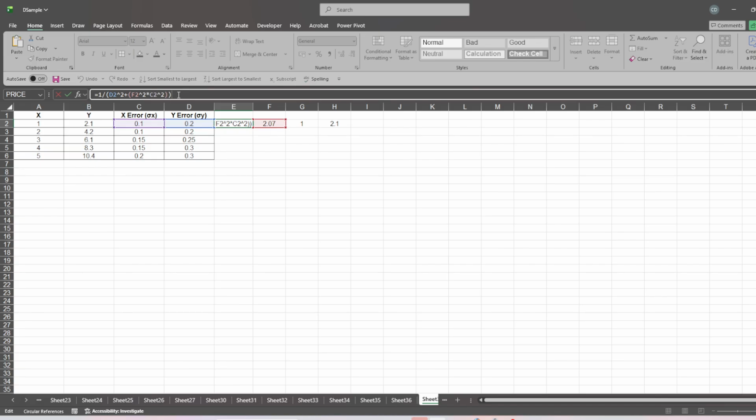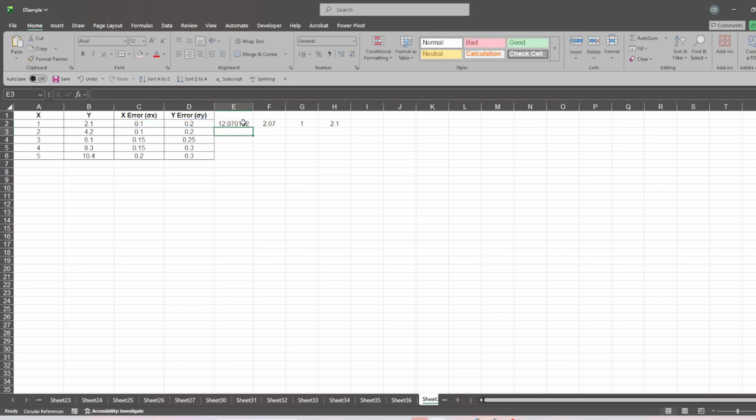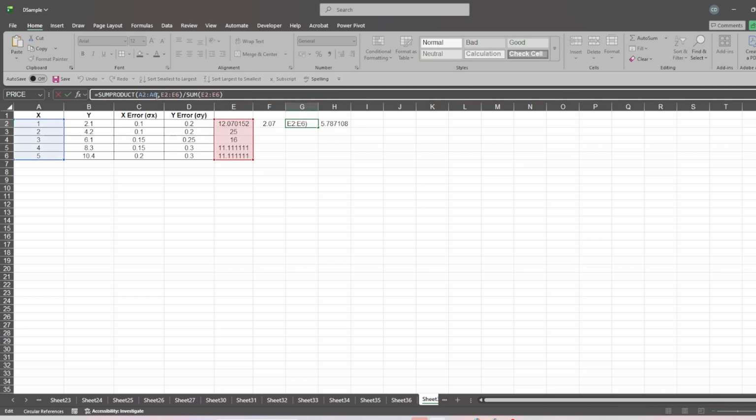Now calculate the weighted mean of x using the formula equals SUMPRODUCT of A2 through A6 and E2 through E6 divided by SUM of E2 through E6. Then calculate the weighted mean of y the same way, using column B instead of column A. These weighted means are important because they help center the data for the slope update. From there, update the slope using the York regression equations and the weighted deviations.